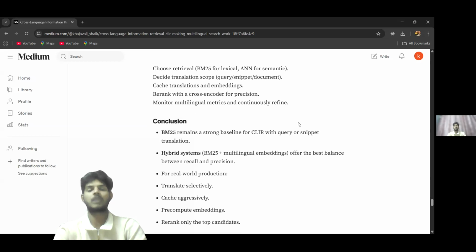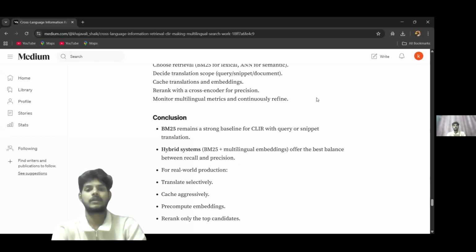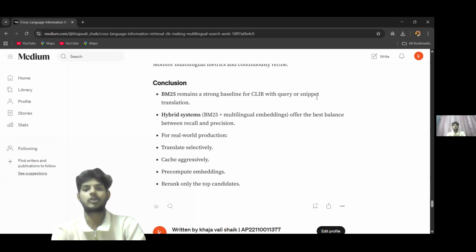The conclusion which I want to provide is BM25 remains a strong baseline for cross-language information retrieval with query or snippet translation. Hybrid systems like BM25 with multilingual embeddings offer the best balance between recall and precision. For real-world production, translate selectively, cache aggressively, pre-compute embeddings, and re-rank only the top candidates.